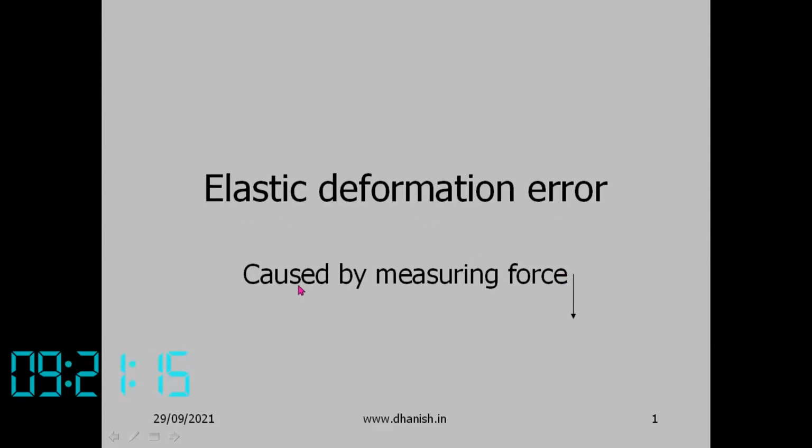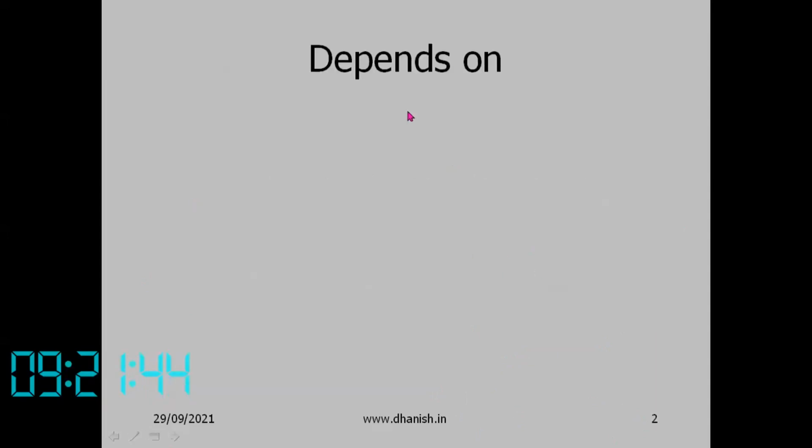Elastic deformation error is caused by the measuring force. So if the force is zero, there won't be any deformation. So that is the advantage of optical instruments. There is no measuring force applied. But in all mechanical instruments, a certain force is applied. So that causes some deformation of the workpiece, and that results in elastic deformation error.